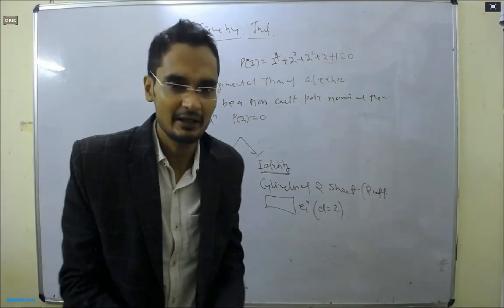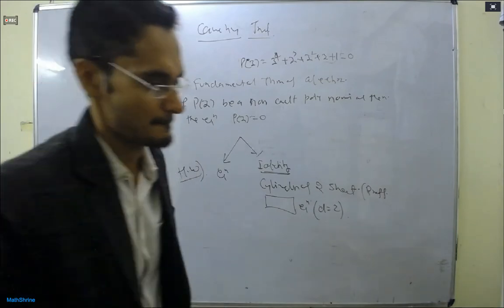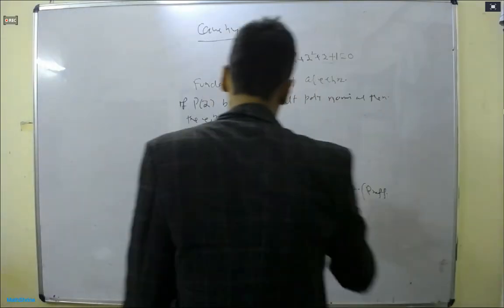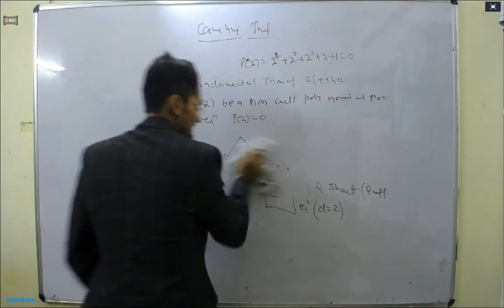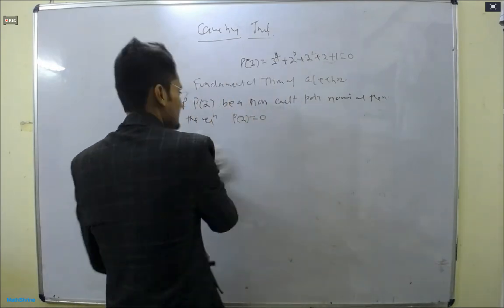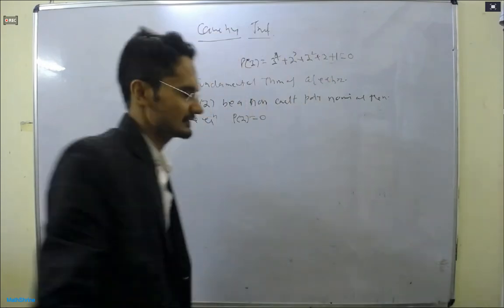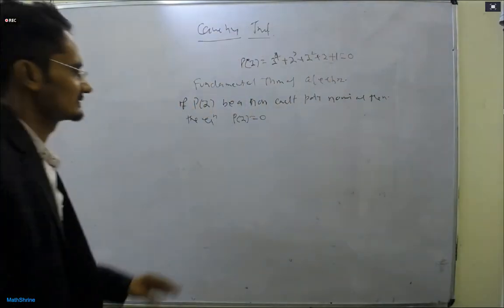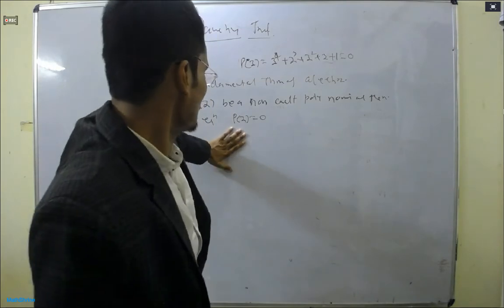So we have a polynomial. The fundamental theorem of algebra says if P(z) is a polynomial, then P(z) equal to 0 has a root in C. This is the statement. The proof.